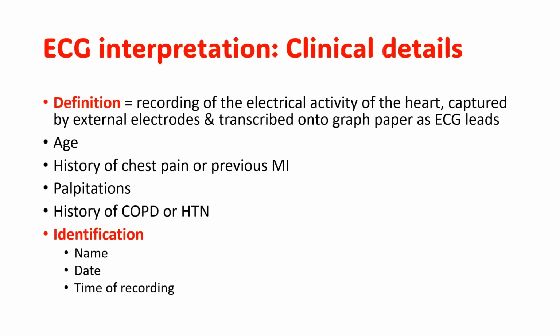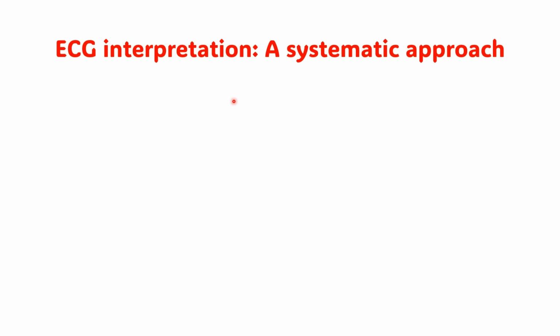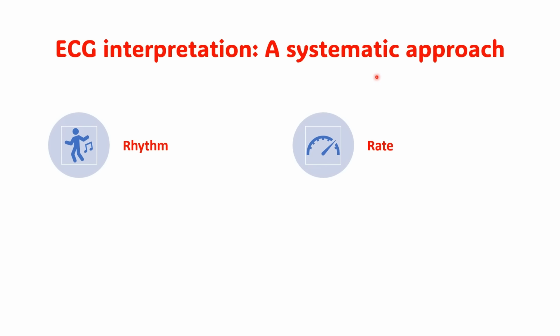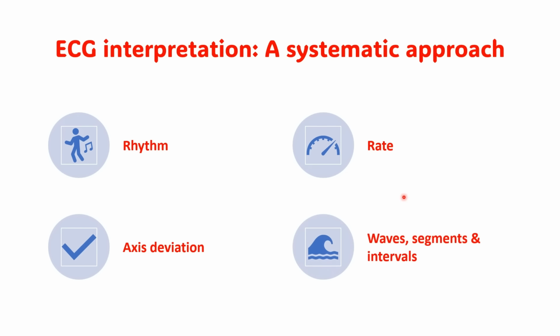Okay, so when we have a systematic approach to ECG interpretation, there's a certain structure that we should follow. First of all, we want to assess the rhythm. Next, we want to assess the rate. We want to assess for any axis deviation. And then finally, we want to look at waves, segments, and intervals.